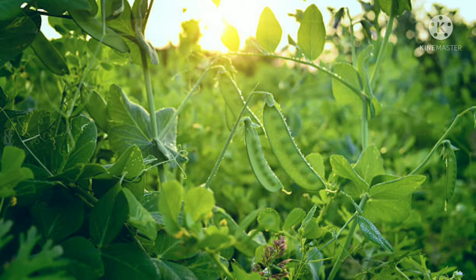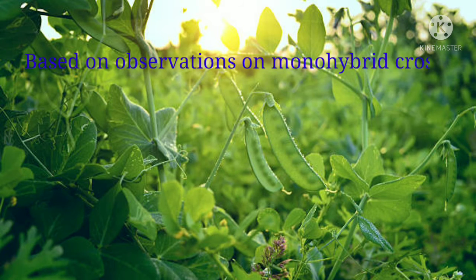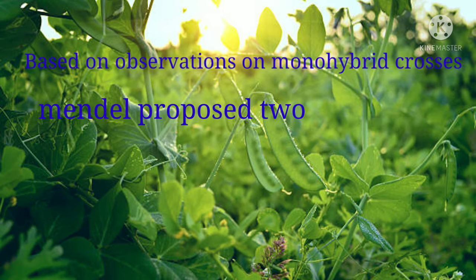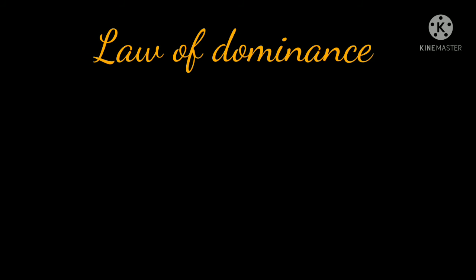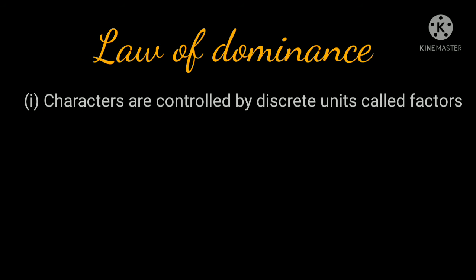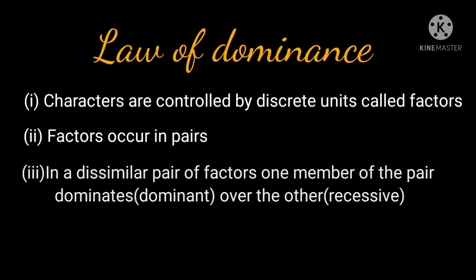Based on his observations on monohybrid crosses, Mendel proposed two general rules. They are the principles of inheritance or laws of inheritance. The law of dominance is the first law of inheritance. It states that characters are controlled by discrete units called factors. The factors occur in pairs. In a dissimilar pair of factors, one member of the pair dominates over the other.